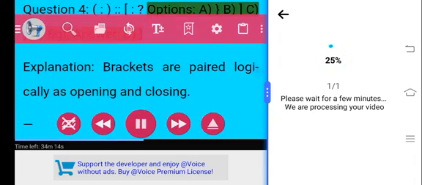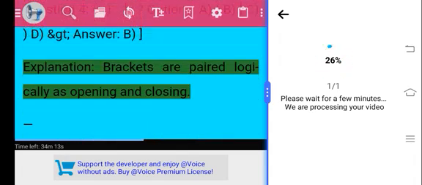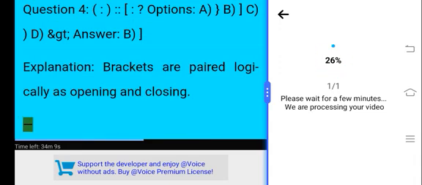Question 4. Options: A, B, C, D, and GT. Answer: B. Explanation: Brackets are paired logically as opening and closing.